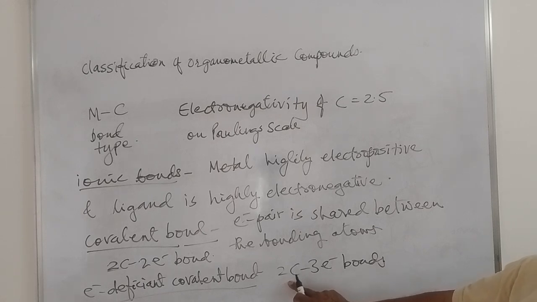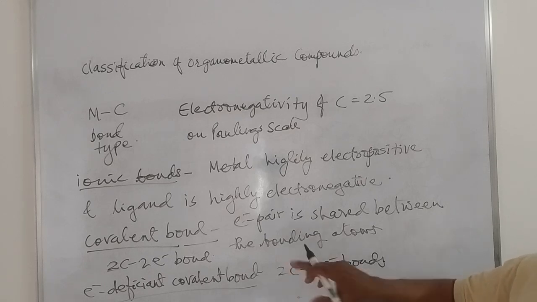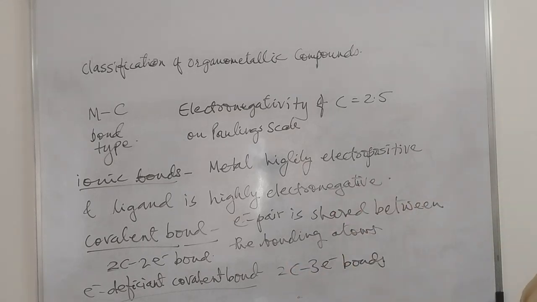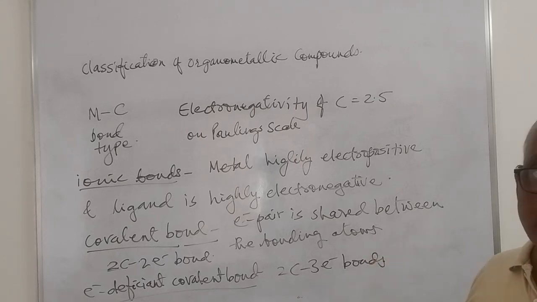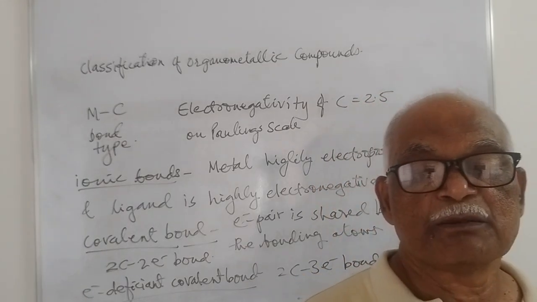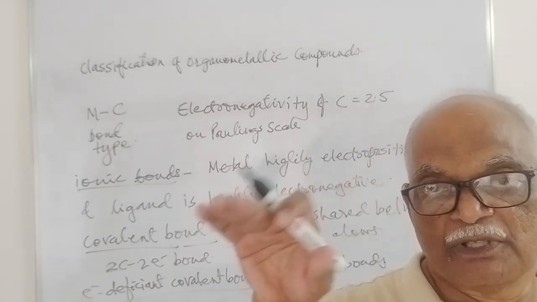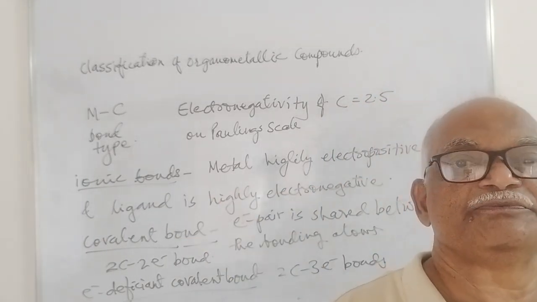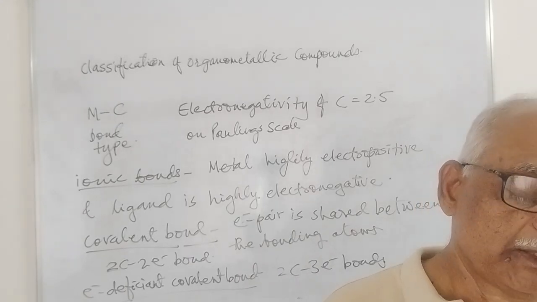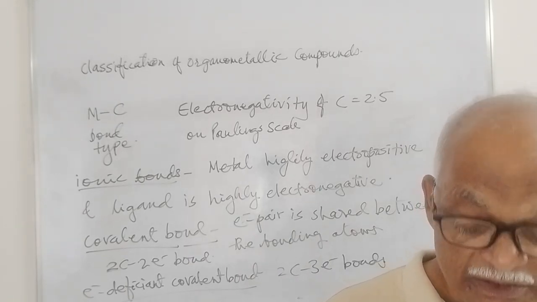If we see the cluster compounds, the organometallic cluster compounds, the centers are more than two and the electrons shared are fewer. Each covalent bond needs two electrons, but in these compounds the number of shared electrons around the metal is short, and that is why they are called electron deficient compounds.